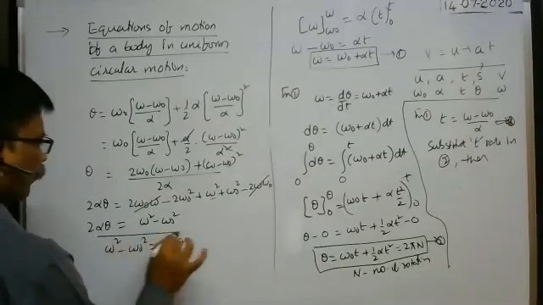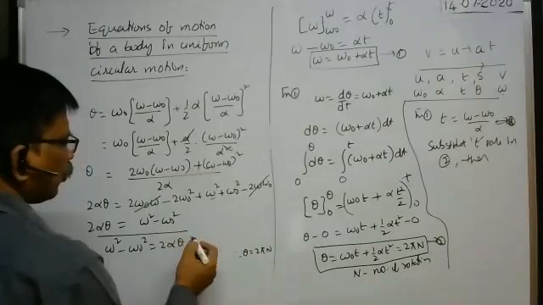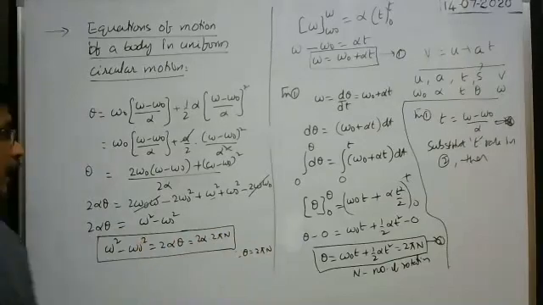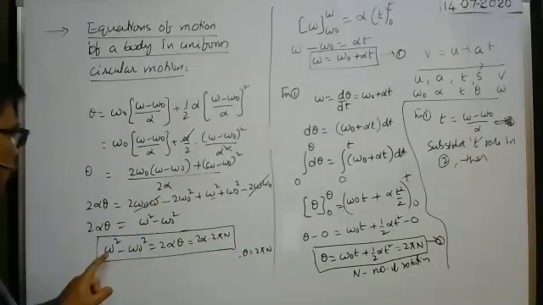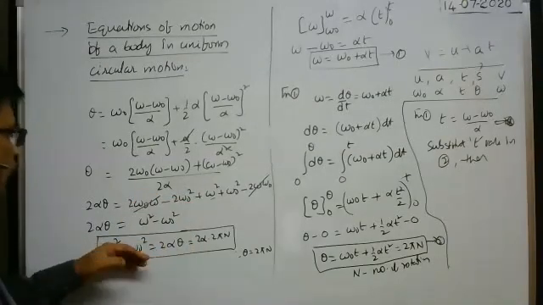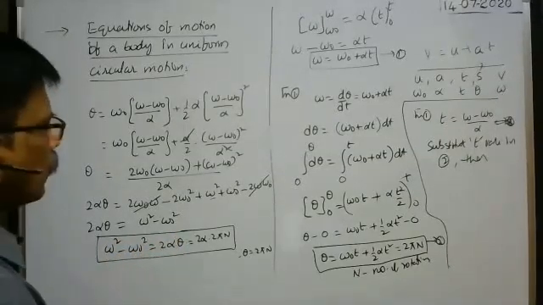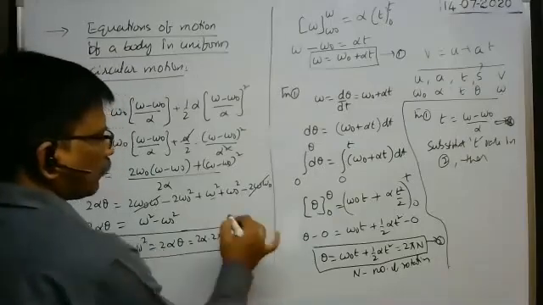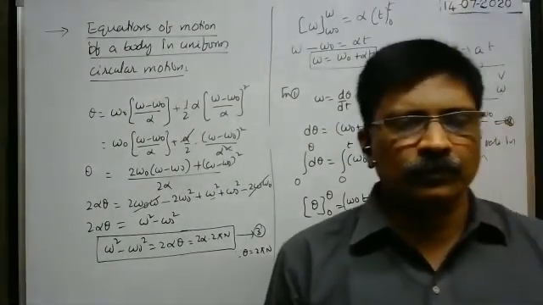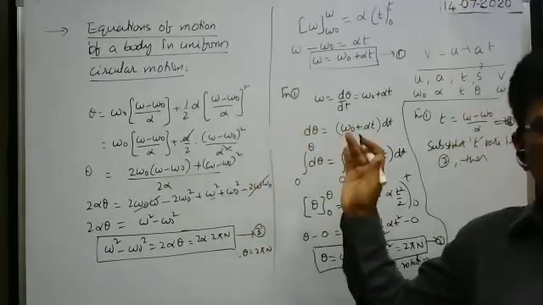We can write now, since theta is equal to 2 pi n, we can write 2 alpha into 2 pi n also. Already in translatory motion, we have v square minus u square is equal to 2as. When you write the similar terms here, it becomes omega square minus omega naught square is equal to 2 alpha theta. So this is another equation of motion. The same type of equations are there in translatory motion also. That is correct. Here we got the same type of equations in circular motion also.